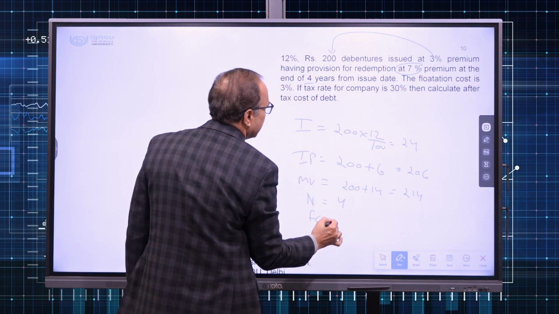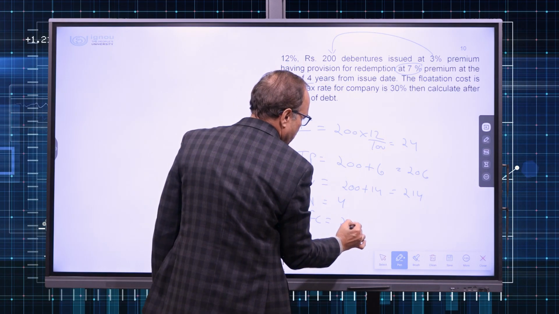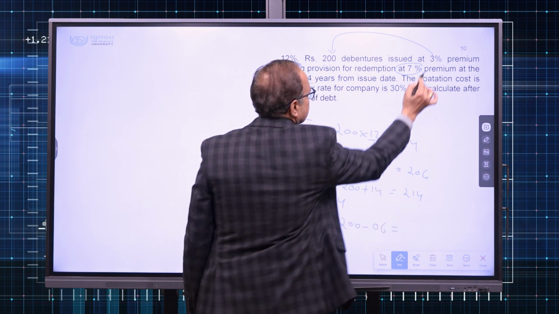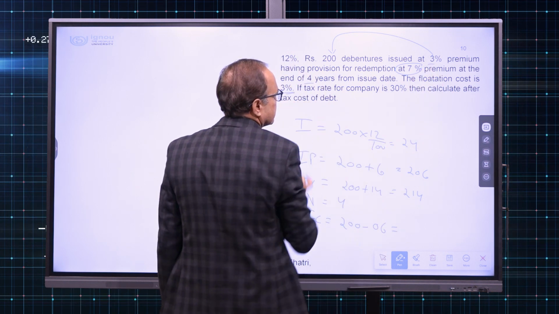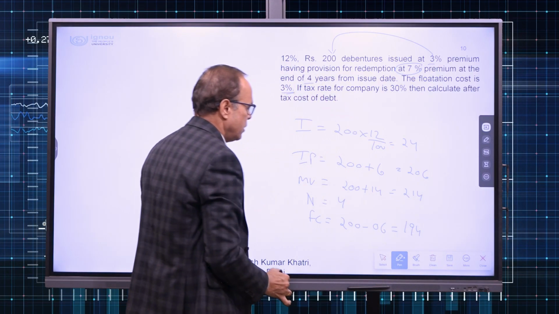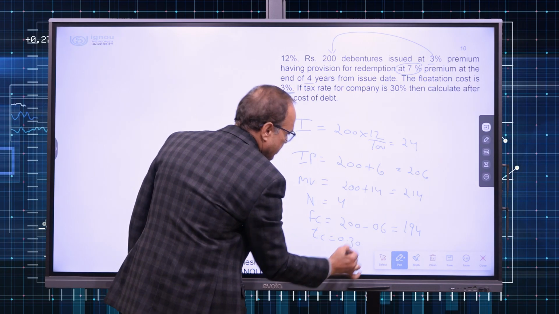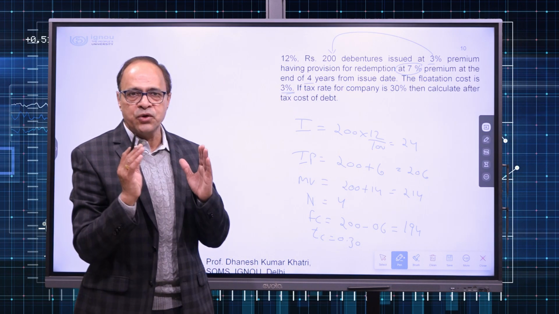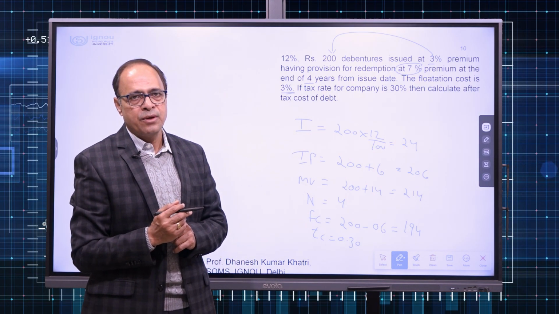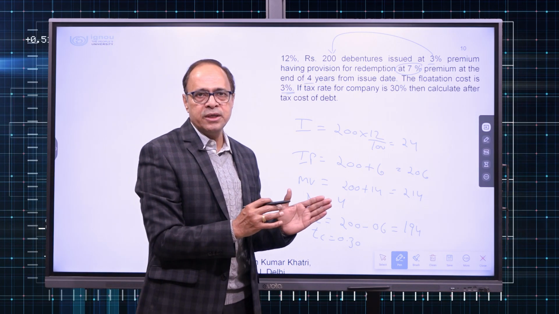Flotation cost, what we have with us, is 3%: 206 minus 6. So by chance this 3% and this 3% are the same, but never get confused. And TC with us is 30%. So these are the basic parameters I have written for your reference to plug into the formula and get the answer. Always remember, this is the way parameters have to be calculated.